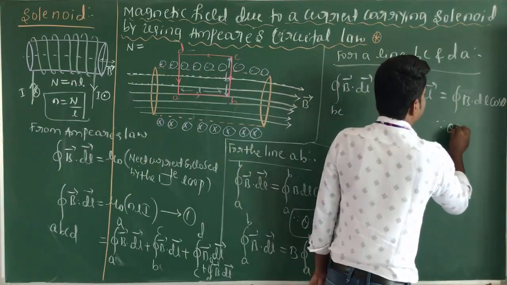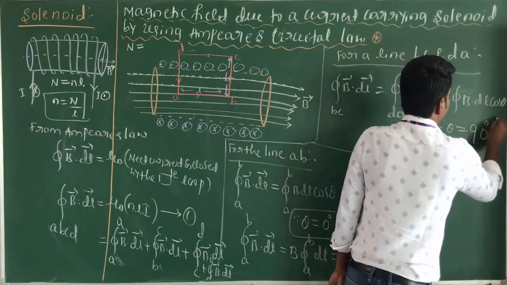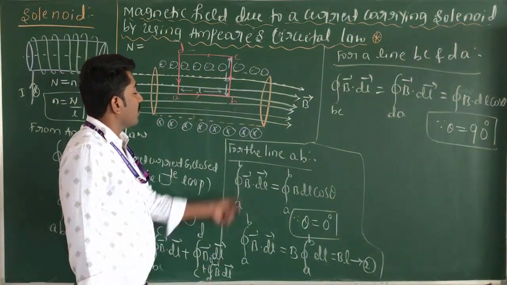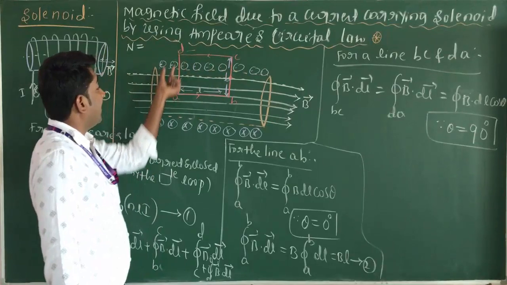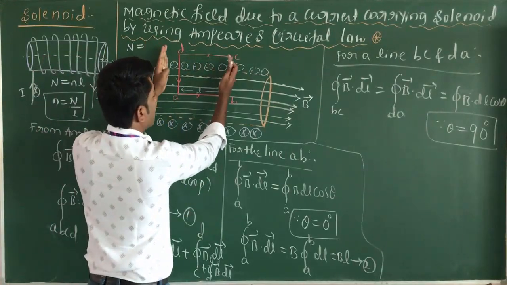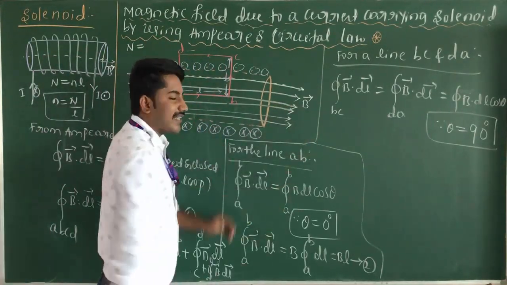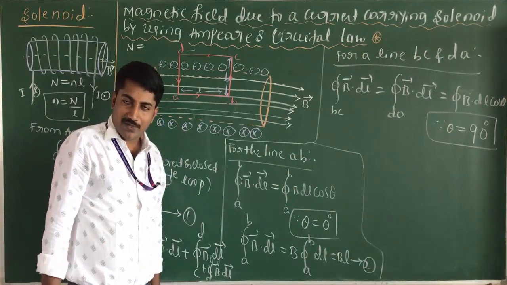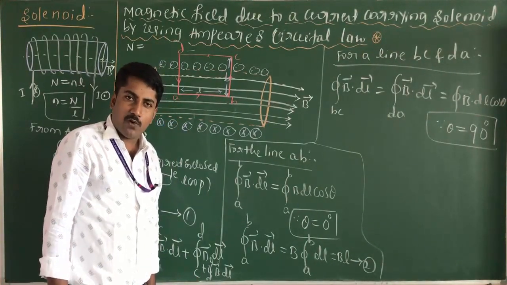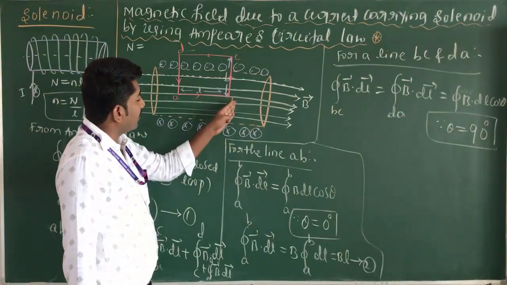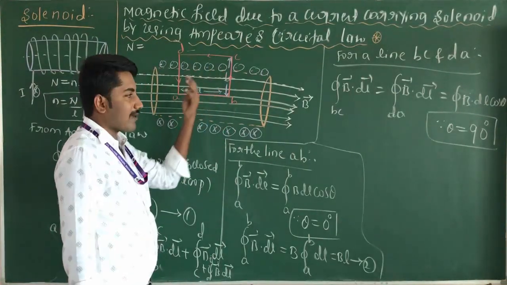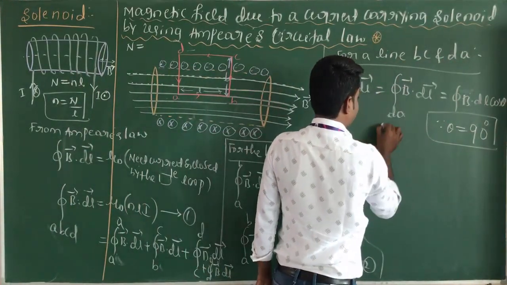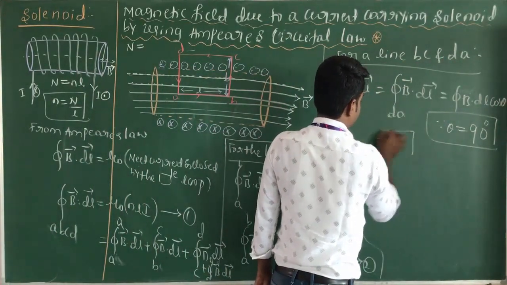But here, at this condition, theta is equal to 90 degrees. For the lines BC and DA, these two lines are perpendicular to the direction of the magnetic field. Cos 90 degrees value is 0. Then the magnetic field due to BC and DA is 0.